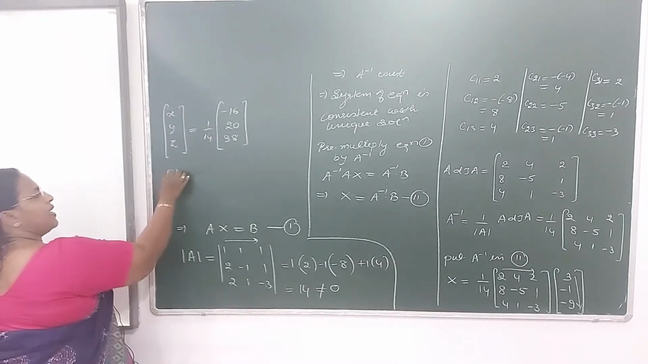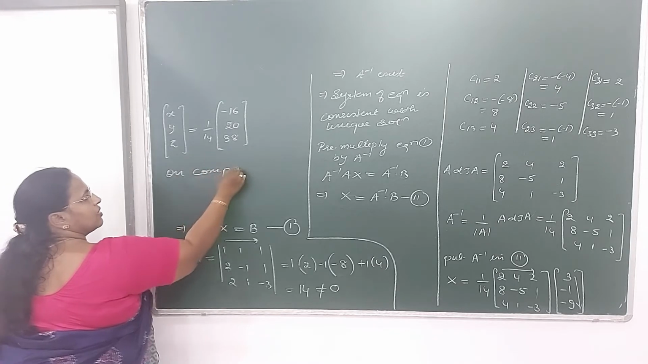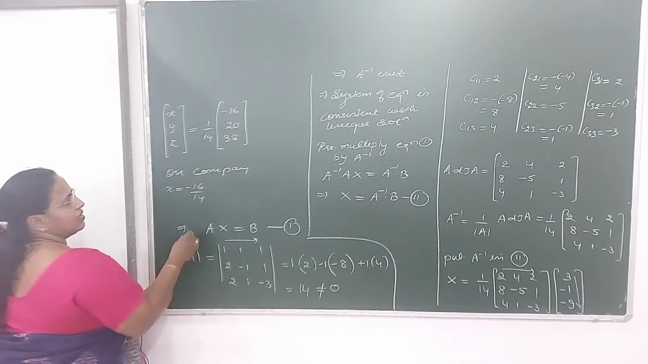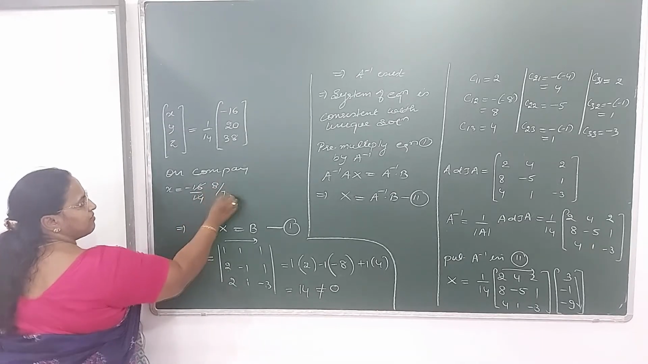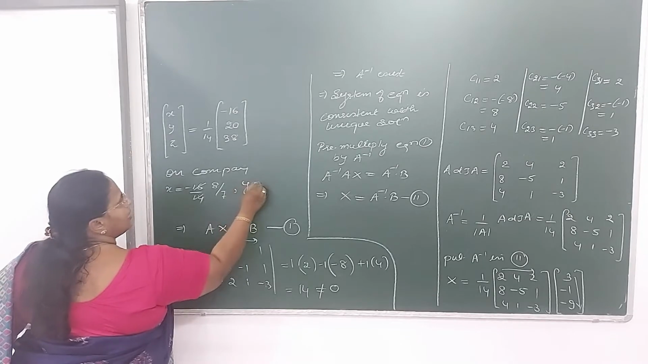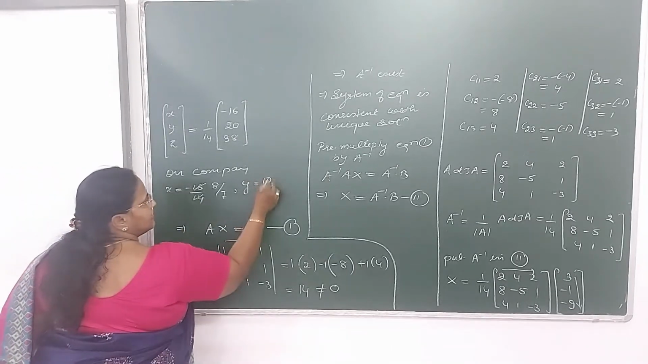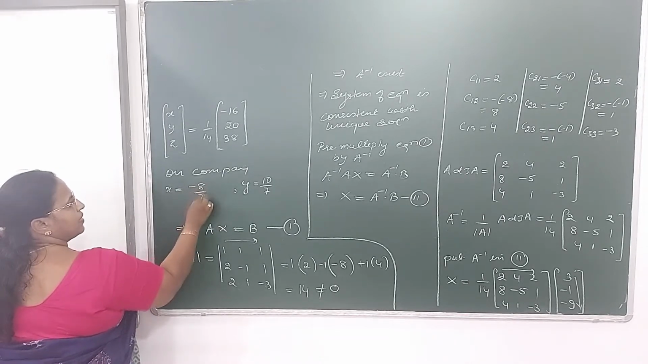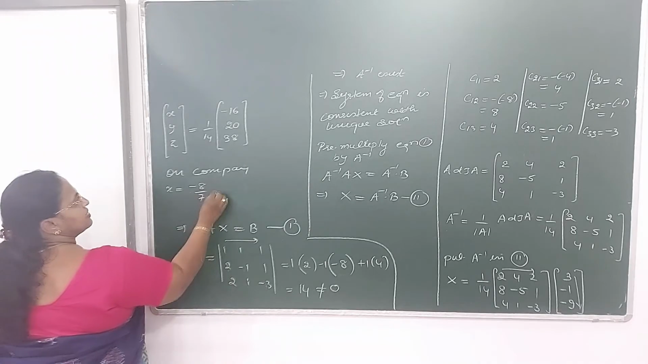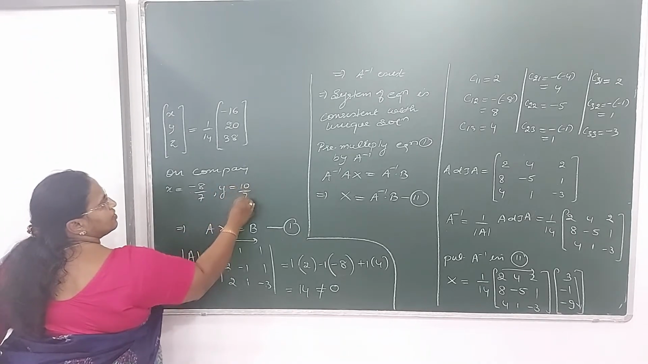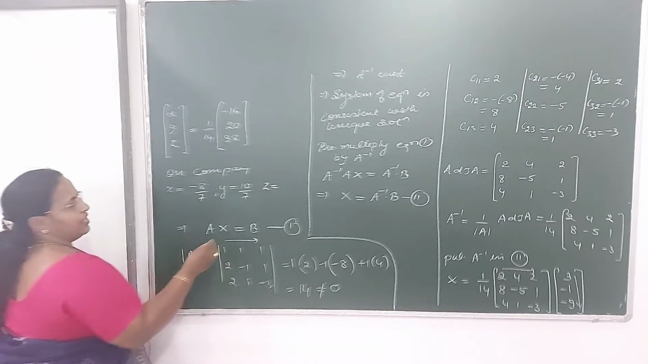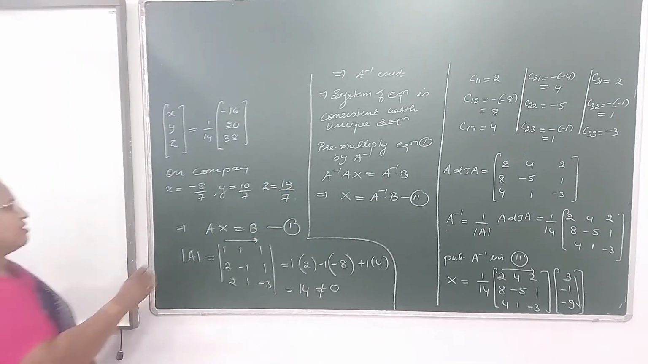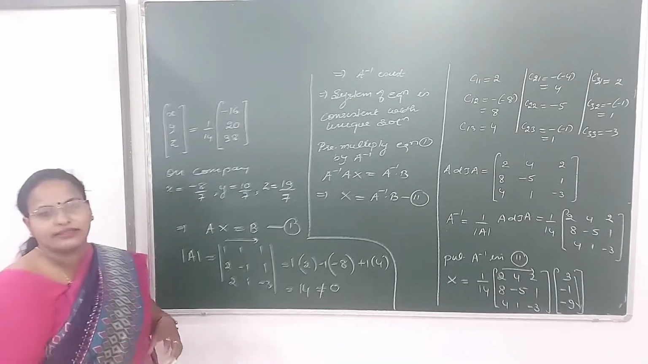Now on comparing, the value of X is equal to minus 16 by 14, which you can write as minus 8 by 7. The value of Y is 20 by 14, that is 10 by 7. And the value of Z is 38 by 14, it's 19 by 7. So this is the value of X, Y, Z.